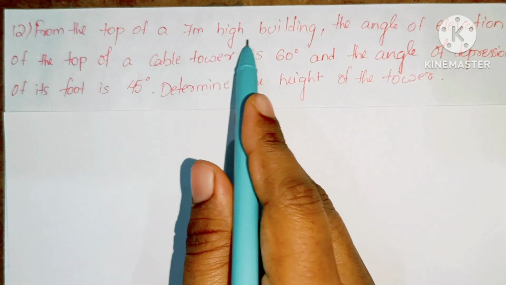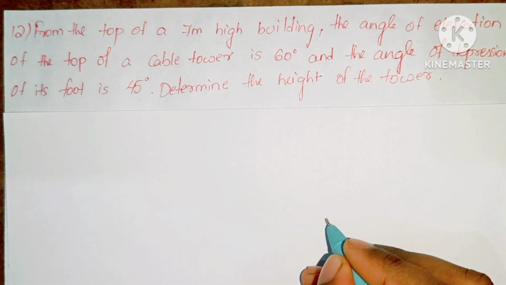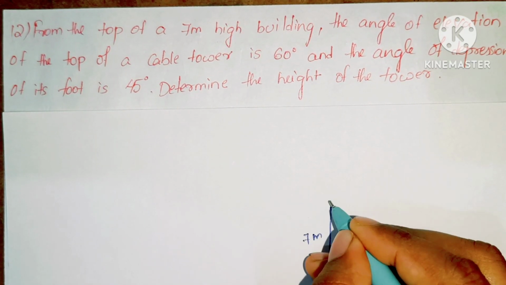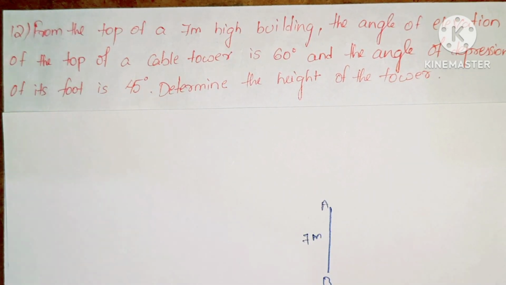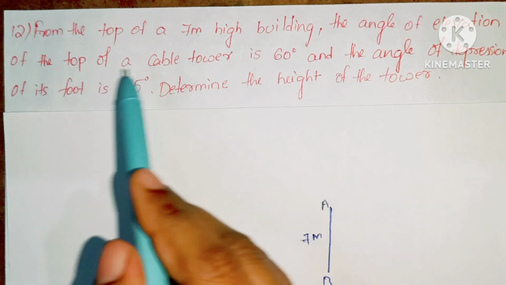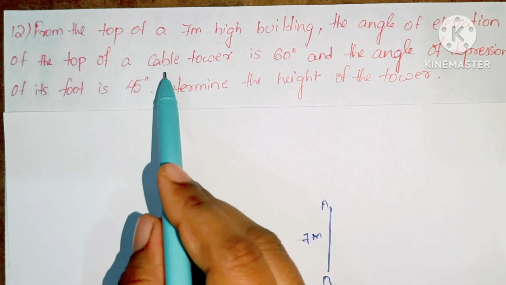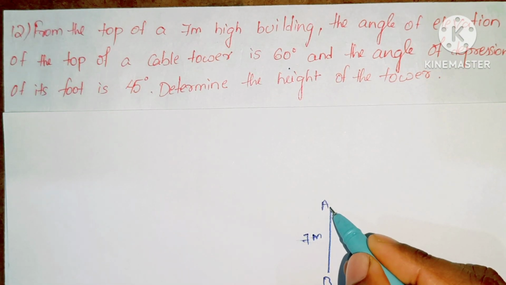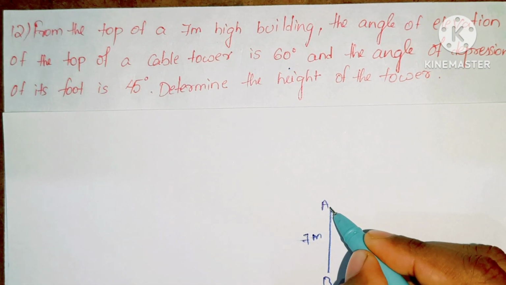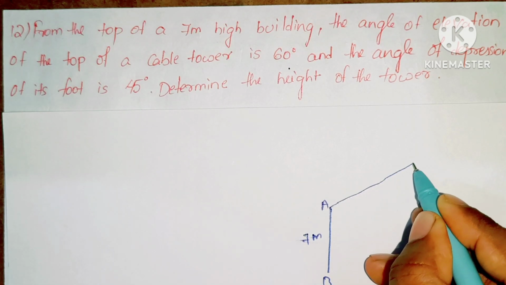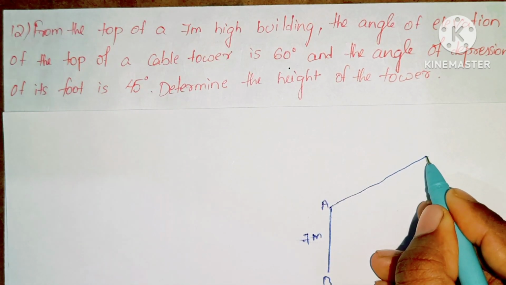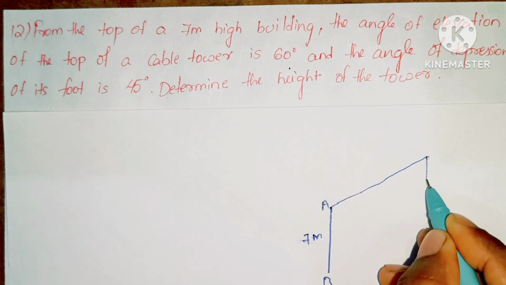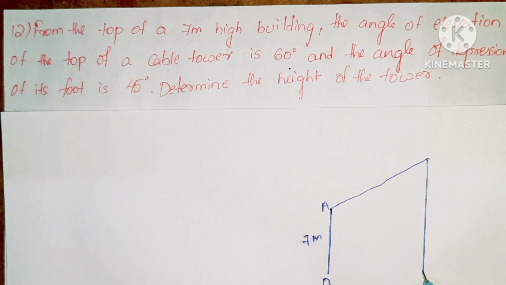So there was a 7-meter high building. I drew the 7-meter high building here. That building I named AB. The angle of elevation of the top of a cable tower is 60 degrees. That means on the top of the building the person was standing here and watching the top of the tower. The tower starts from here, so I drew the tower.